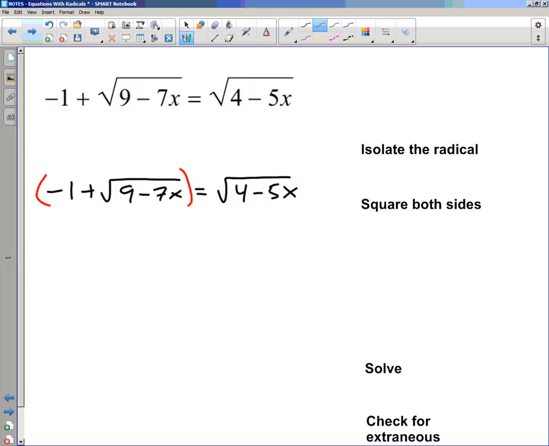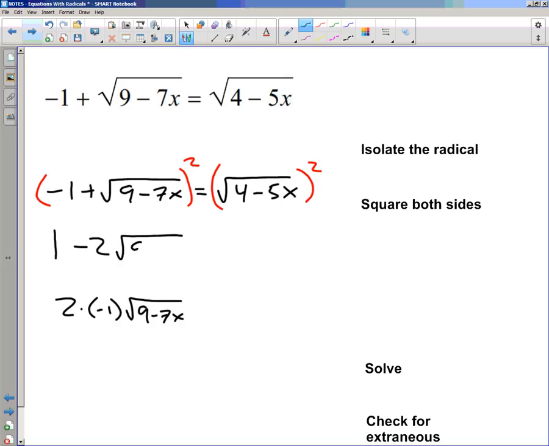Now this looks like it's going to be a little bit complicated, so we'll take our time and make sure we do this correctly. All right, we need to square the first term. Squaring a negative 1 is going to give us a positive 1. And then I need to add 2 times the first term times the second term. So in my head I'm thinking 2 times negative 1 times the square root of 9 minus 7x. Now 2 times negative 1 is negative 2, and then we're going to have that radical tacked on at the end here.